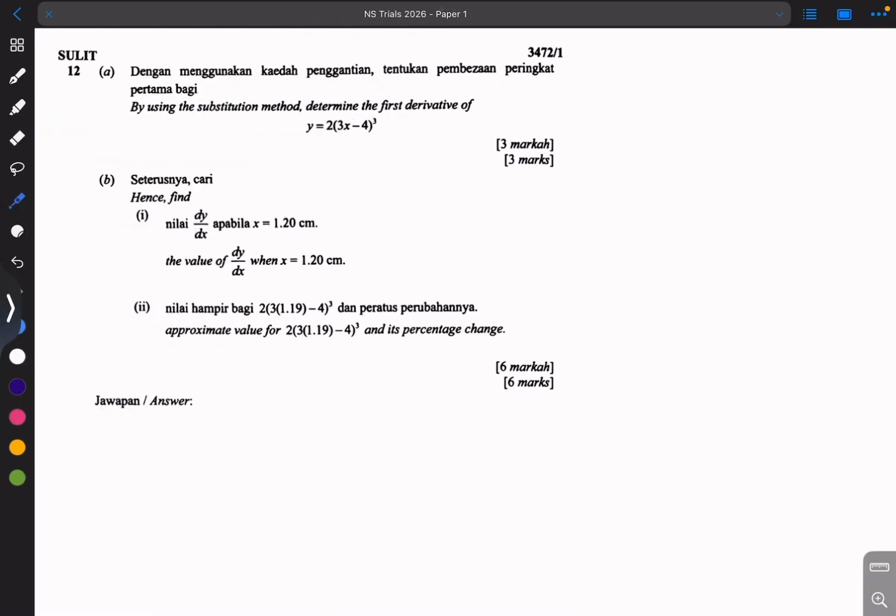Question 12. By using the substitution method, determine the first derivative of this. So first derivative means dy dx lah. Okay. So here we have y equals to 2, and then we have another function here, 3x minus 4 cube. So what we can do is we can let this function as u. So let u be 3x minus 4. Right. So our y will be 2 of u cube.